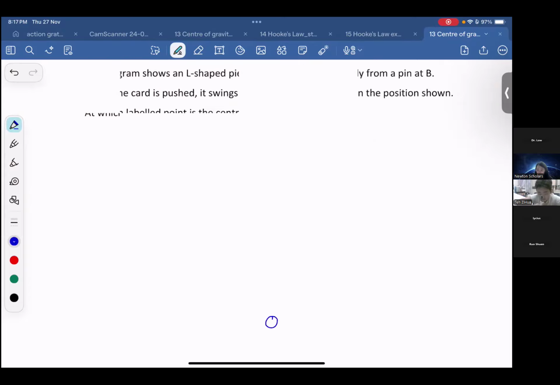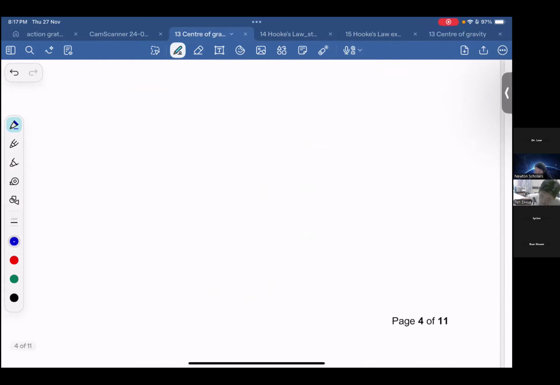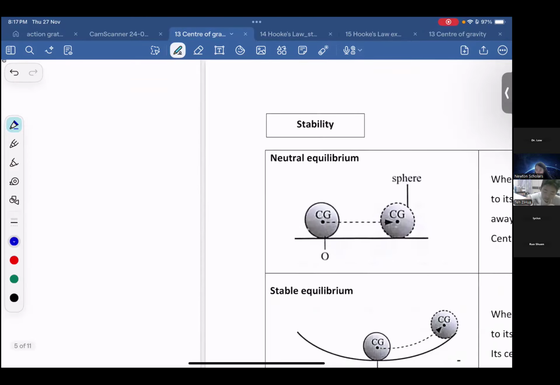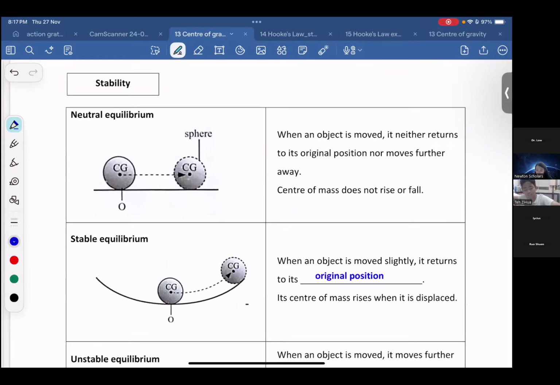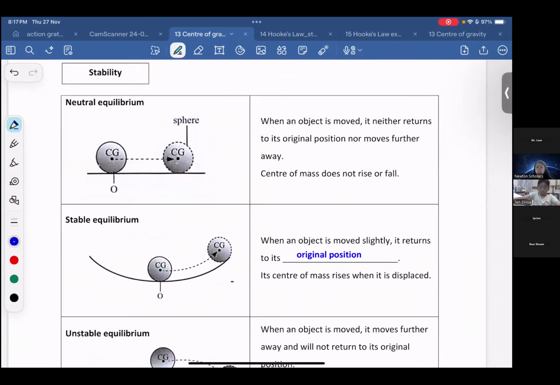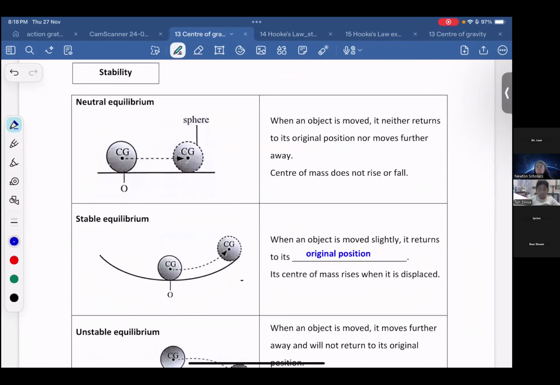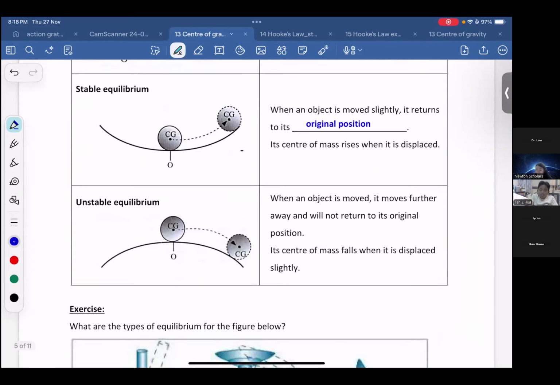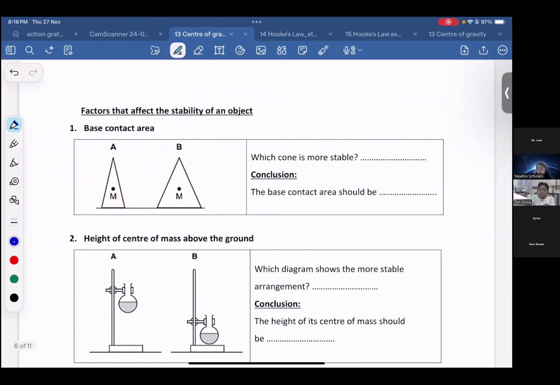Okay, so we go to page 5. Stability. For this page, we can touch and go, because none of the past year questions ask about neutral equilibrium, stable equilibrium, and unstable equilibrium. But we have to talk about it because later on we have to mention stability.